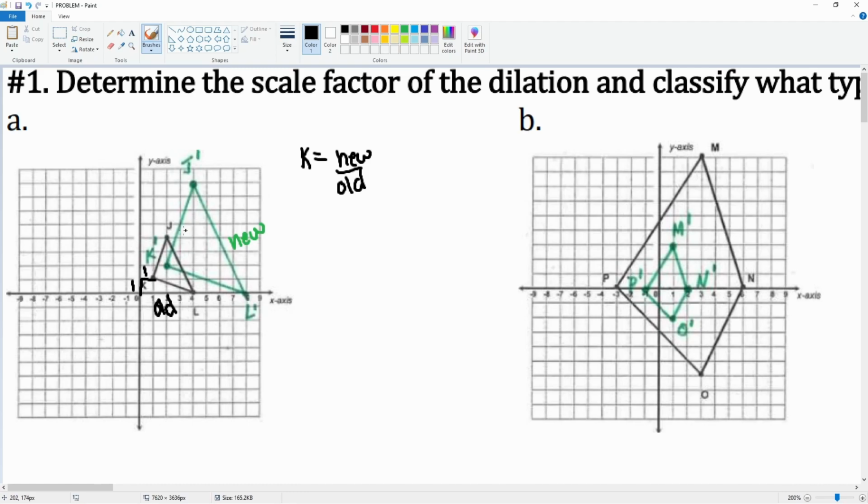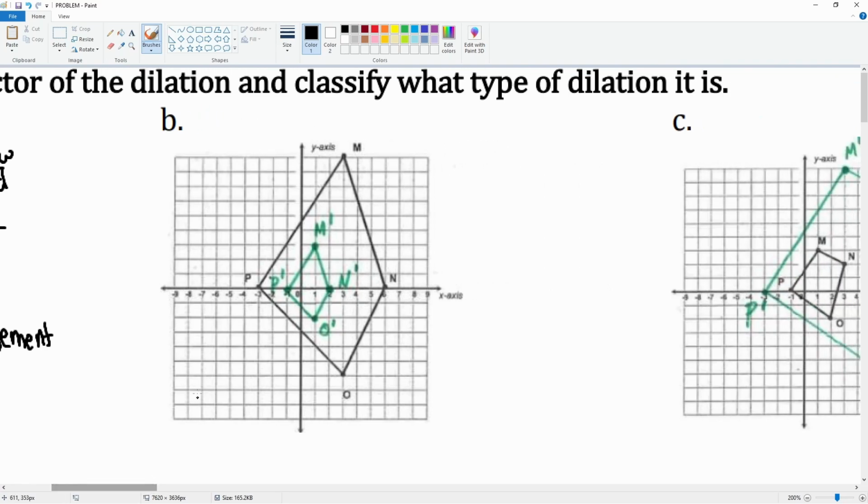But notice the new one, which is in green, it went up two across two, right? So you can just use that to help you. So the new was 2 and the old was 1. So that's the scale factor. The K is 2. This is considered to be an enlargement. This trick works all the time.